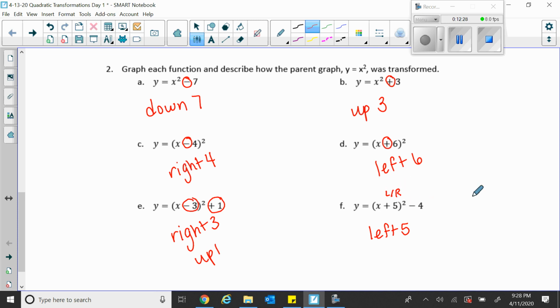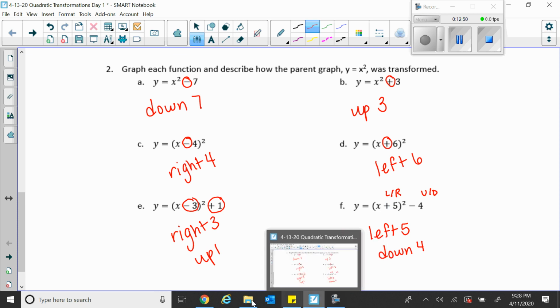And then the number on the end, I'm going to put U/D. That moves it up or down. And that one doesn't trick us. So -4 means it's going to move down 4. So my guess is from the parent graph, x squared, here's the parent graph, that this is going to move left 5 units and down 4 units. So now let's type it in and check our work.